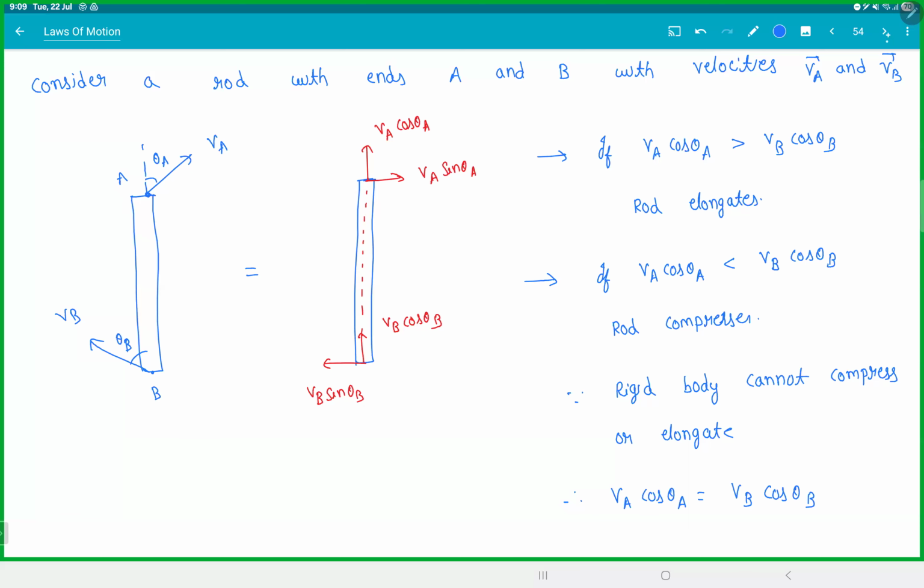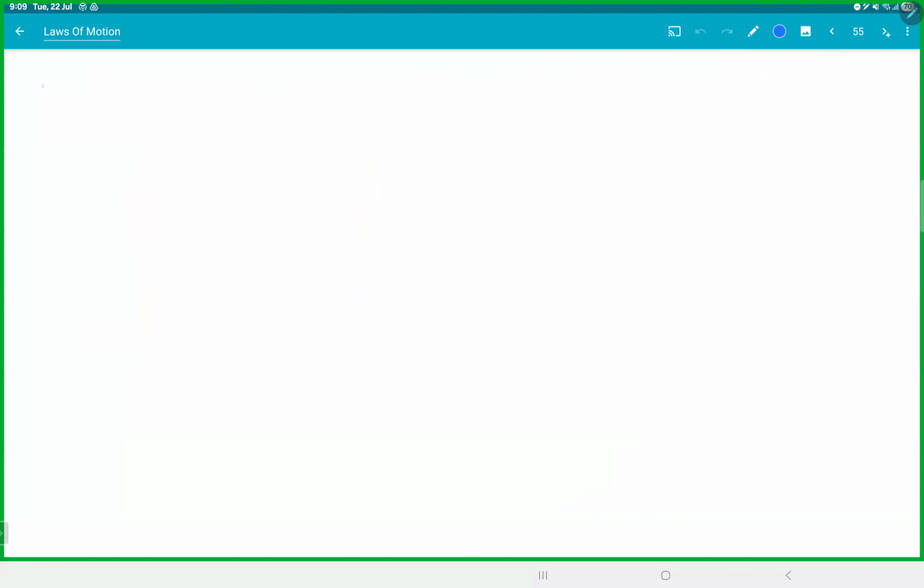So let me put this in a more general form. The component of velocities along the line joining two points must be the same.